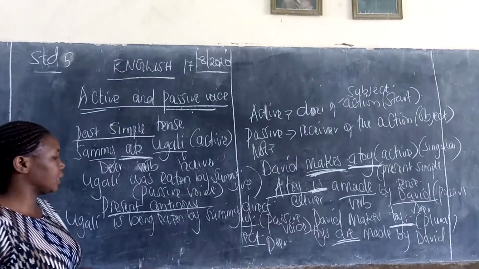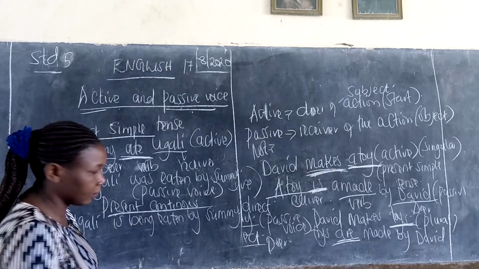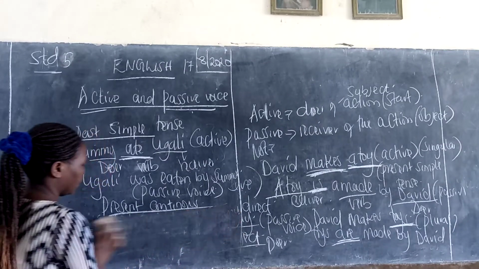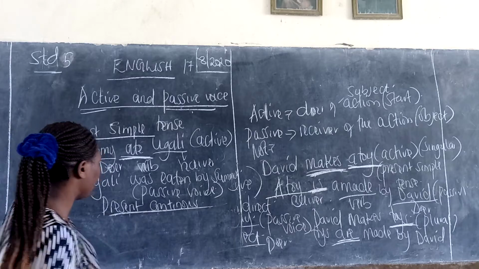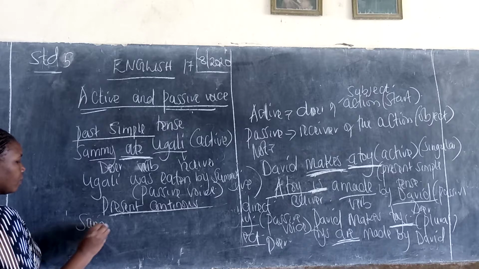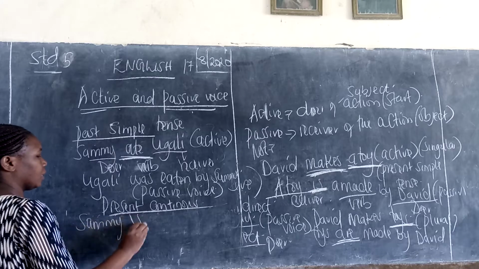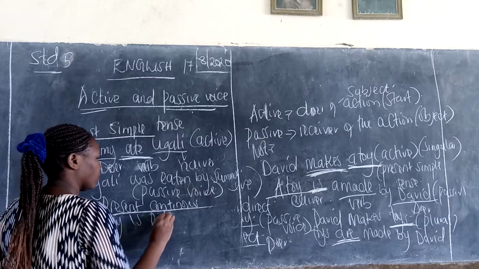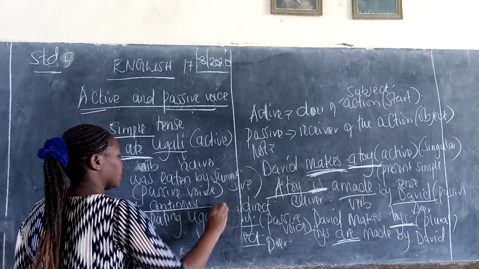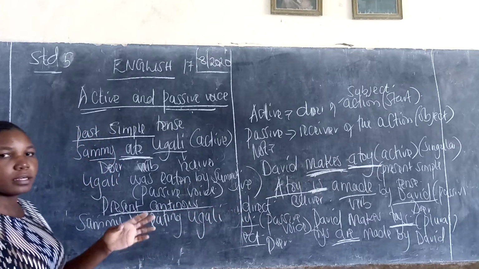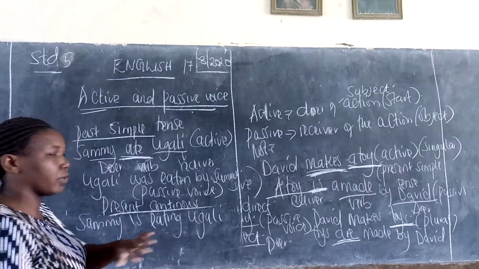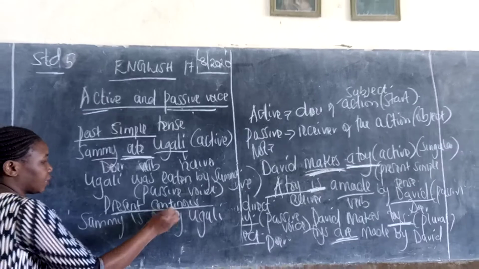Ugali is being eaten by. Ugali. Here I've already changed this. Let's start with Sammy is eating ugali. I had started with passive voice instead of active. You have to start a sentence with active first.